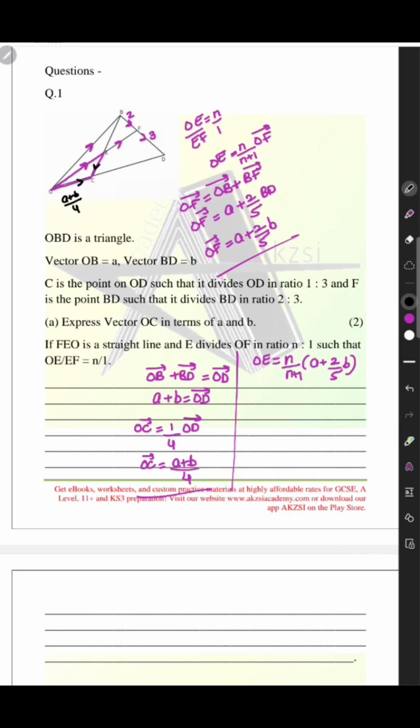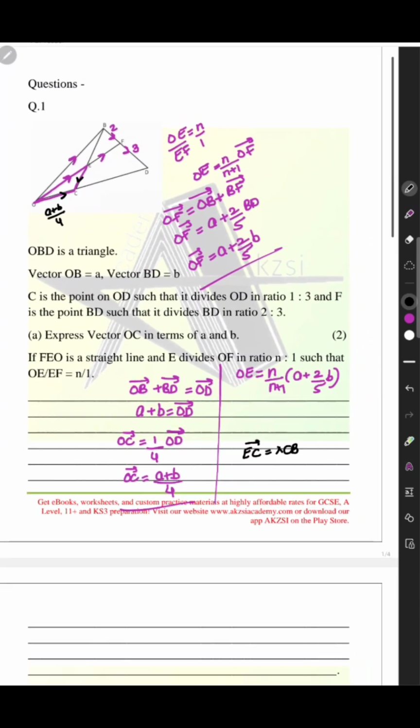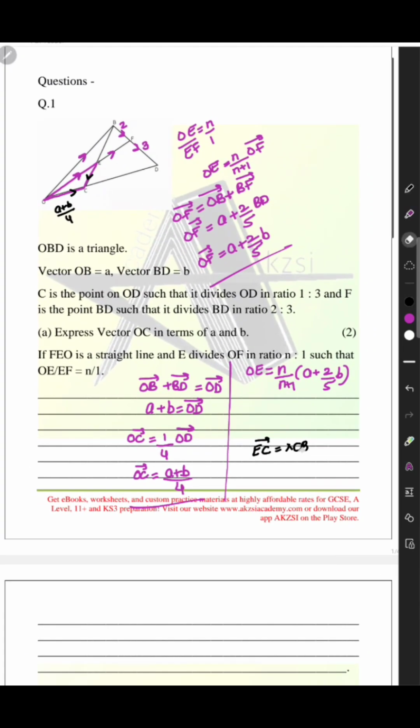OE we have to calculate, and for EC there's no information given, but at least we know that it's a straight line. So I can say that EC is equal to lambda times CB. BC, sorry. Lambda times BC. That's what I was talking about: whenever we have to calculate the value of n or k, definitely we have to find another straight line in terms of lambda. There should be one more constant. Generally it happens. This is how we can calculate more complicated vector proof questions.